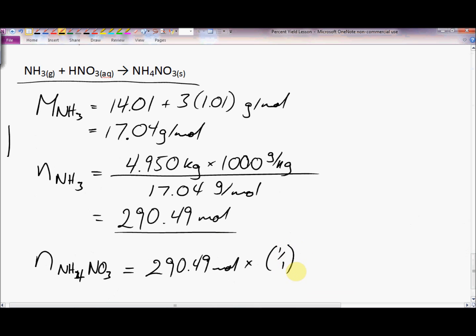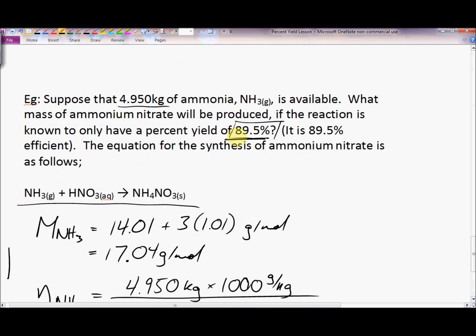Normally that would be it. We've got 290 moles of the ammonia. We're trying to find how many moles of the ammonium nitrate is produced. It's a 1:1 ratio, but as this reaction is going forward, we have to realize that some is being lost because there's a percent yield involved. What was that percent yield? It was 89.5%. So only 89.5% is actually making it from the left to the right side of this equation.